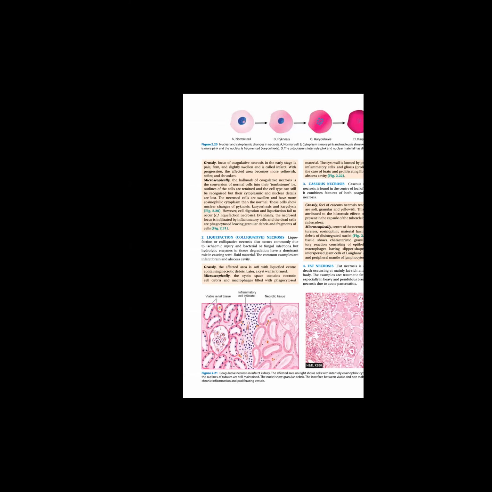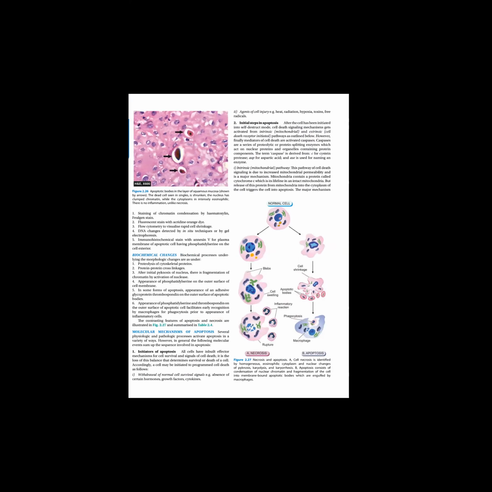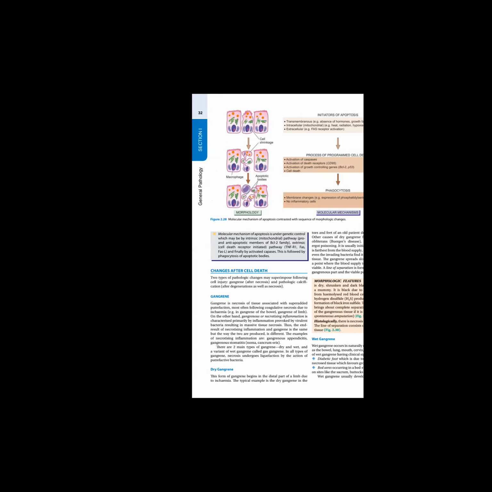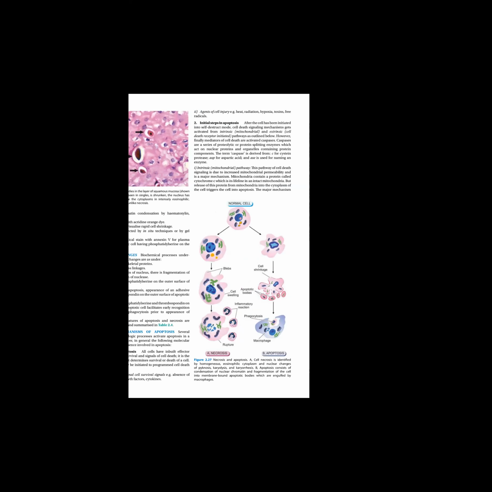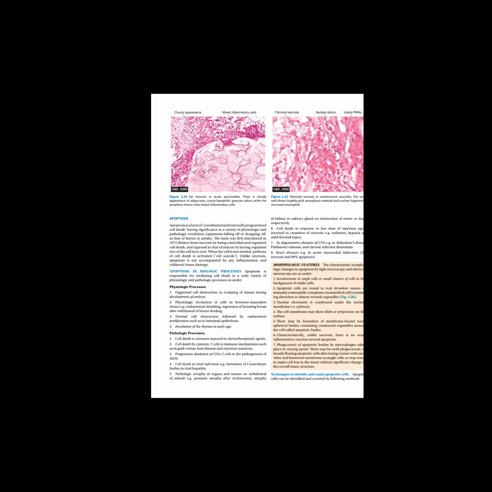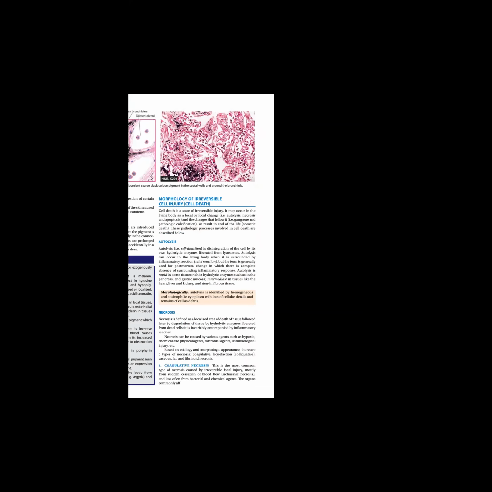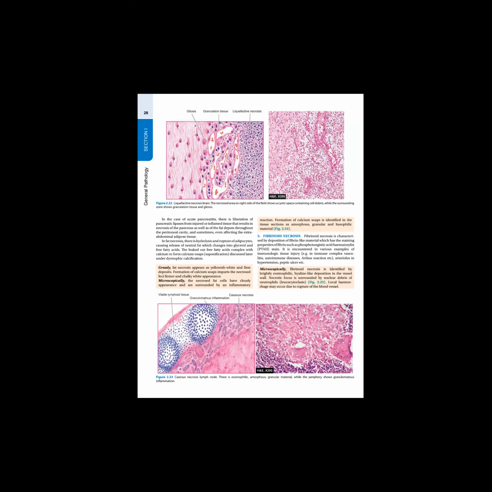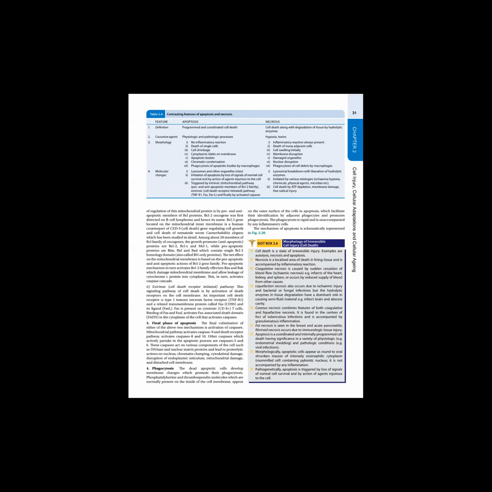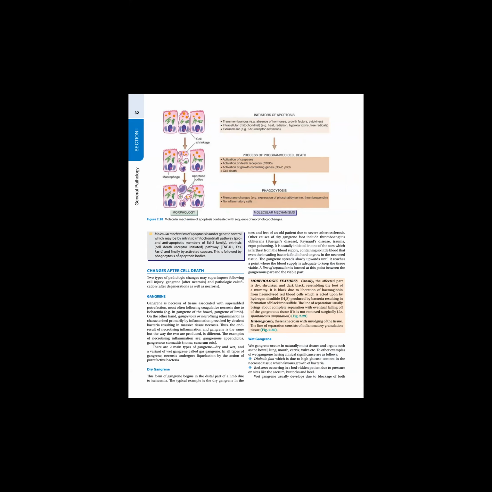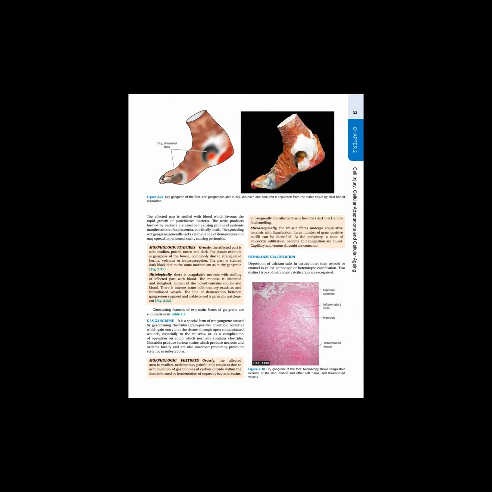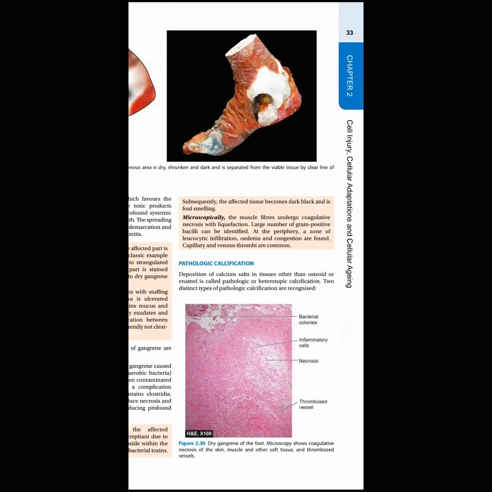These are the two main topics that will remain. The next two lectures will cover them. The first lecture will take the morphology of irreversible cell injuries. Then the second important one is the changes happening after cell death. What are the changes happening? The gangrene, wet gangrene, dry gangrene. This is important. So we have two topics left in this.